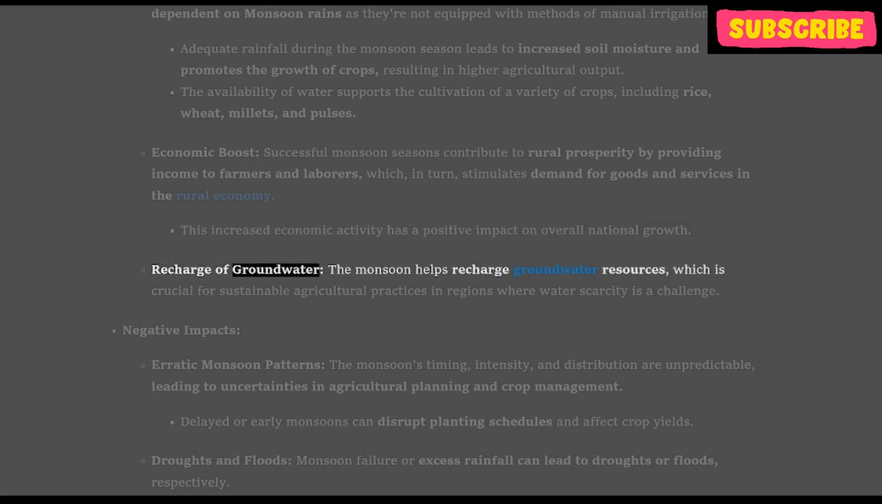Recharge of groundwater. The monsoon helps recharge groundwater resources, which is crucial for sustainable agricultural practices in regions where water scarcity is a challenge.